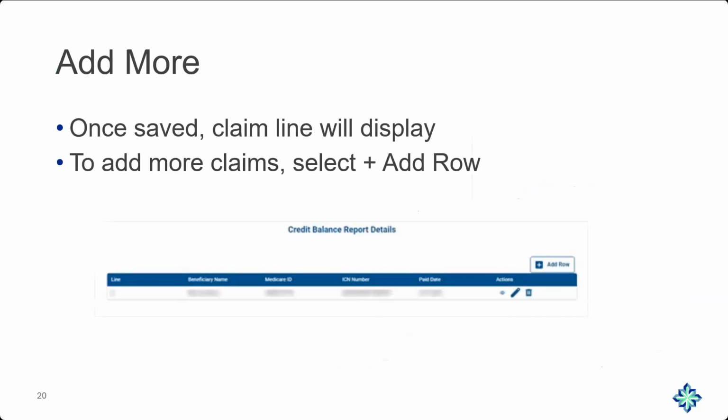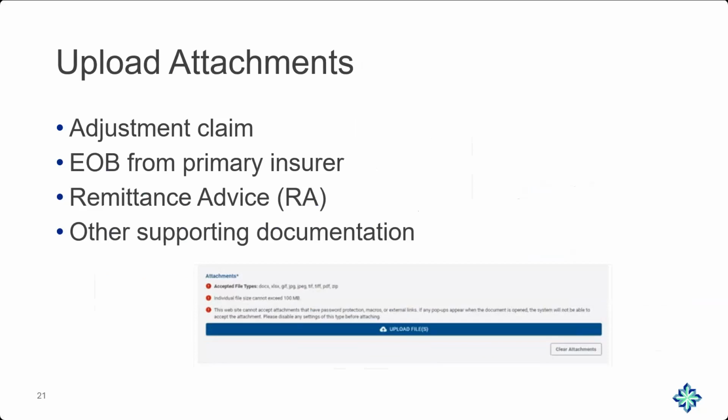If you have more than one credit balance to report, you can click on the plus add item or the add line, and an additional form will appear for you to add more. Add row, plus add row. Once all the rows are entered and complete, find and upload any necessary attachments. Some of the attachments you might have are listed here.